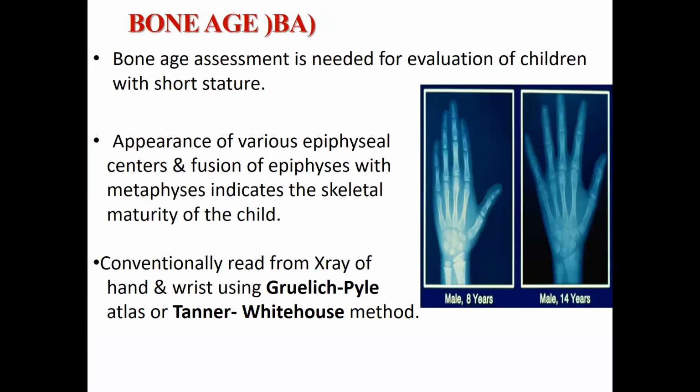Any case with short stature should have assessment of the bone age, and this is very important. Appearance of the various epiphyseal centers and fusion of epiphyses with metaphyses indicate the sexual maturity of the child. The bone age is assessed by doing a plain X-ray of the left hand and wrist as shown in the photos in front of you. And the sexual maturity is assessed using special atlas, either the Greulich and Pyle or Tanner Whitehouse methods.